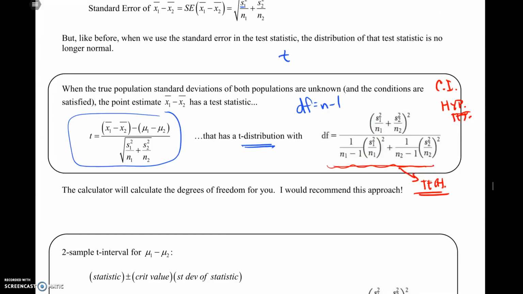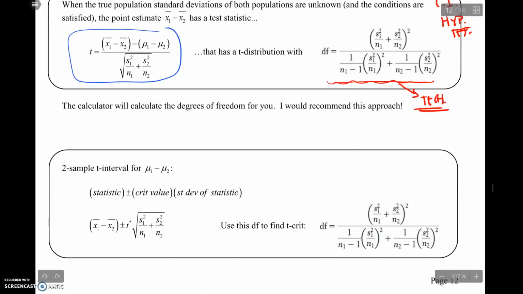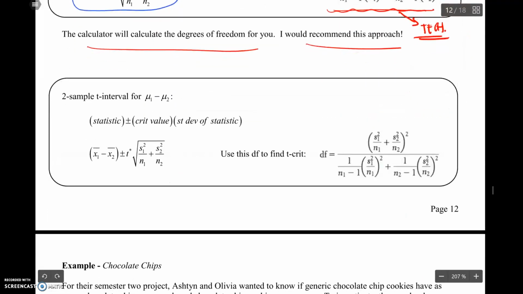There is a way, on the AP test, where you can estimate it using the smaller of your two sample sizes minus one, but I don't like that technique, and you lose some power when you do it, so we're just not going to do that. Let's just use our calculator. We have it, use it. The calculator will calculate this. I recommend that approach.